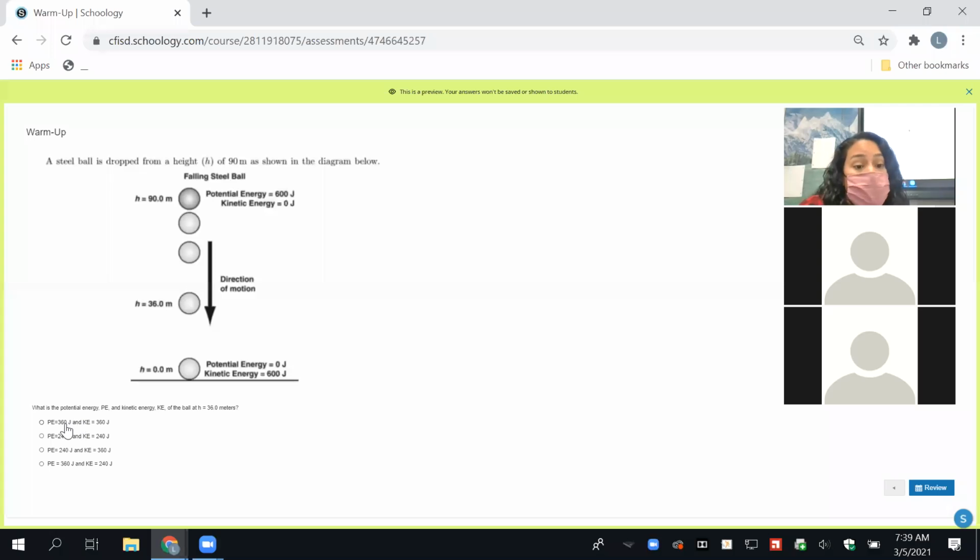Okay, that makes sense too, because this first one right here, 360 plus 360, that's 720, so that's not going to work. 240 and 240, that's 480, and that's below 600, so you know that's not going to work because that's not conserved. But these last two both equal out to 600, but remember, it's closer to the ground, which means there's more KE than PE. So this would be your most logical answer. The PE, potential energy, is 240 and the kinetic energy is 360.